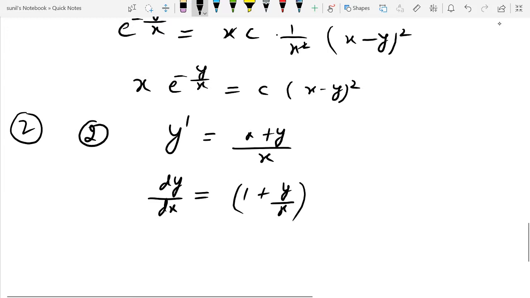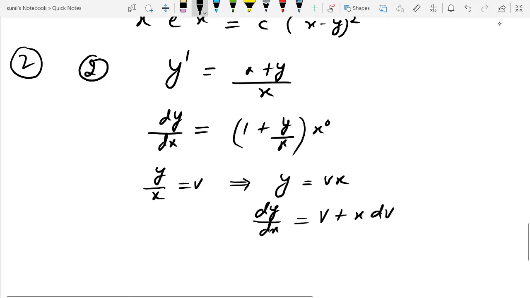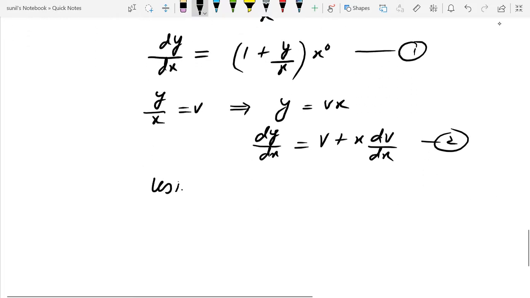One can also write this as x raised to 0 into this. So I am taking y upon x as v. This will imply y is equal to vx. So dy by dx is equal to v plus x dv by dx. Now this is 1 and this is 2. Using 2 in 1, now see what you are going to obtain.